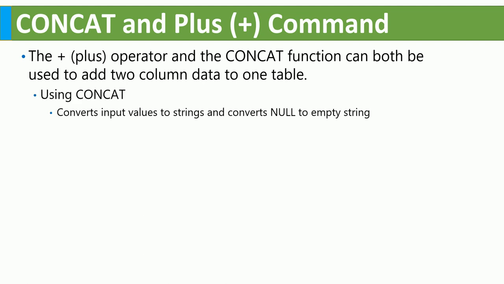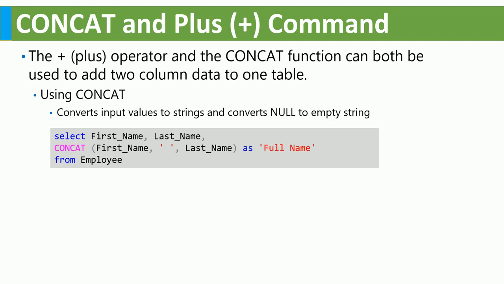Using concat converts input values to string and converts null to the empty string. This is the example I made. You select the column names, the first name and the last name, and then use the concat command: first name, comma, space, last name, as full name.